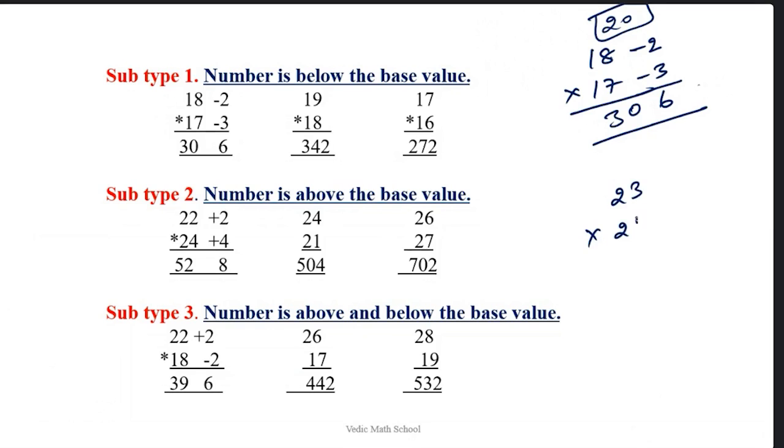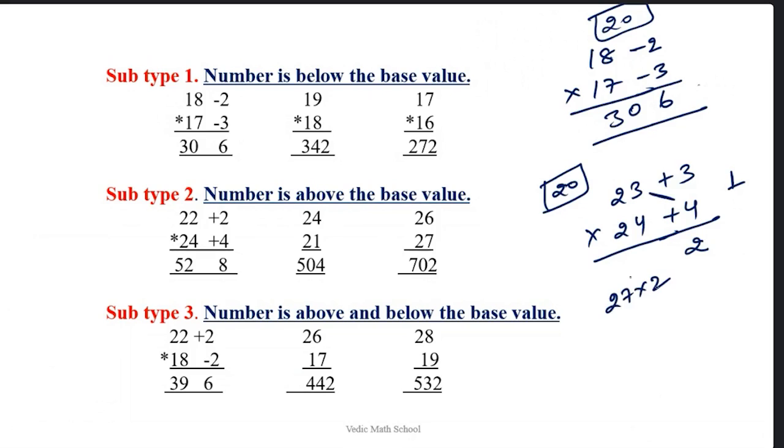Let's take one more example. 23 into 20. Now, both values are greater than the base value? Yes or no? Plus 3, plus 4. Now tell me, 4 3 is 12. Carry over 1. Understood? Any confusion here? No. 4 3 is 12, so carry over 1. Very good. Now, next step is what? 23 plus 4, 27, into 2, 54. Because of the carry over, 2 is added, 54, 54 and carry over 1. Clear? In this way, we got the answer 550.